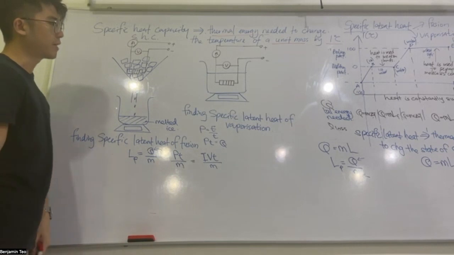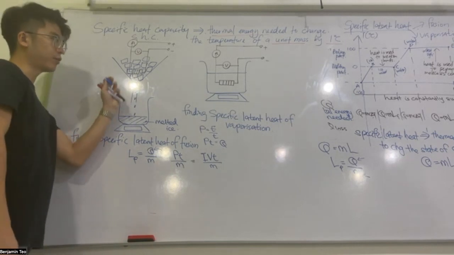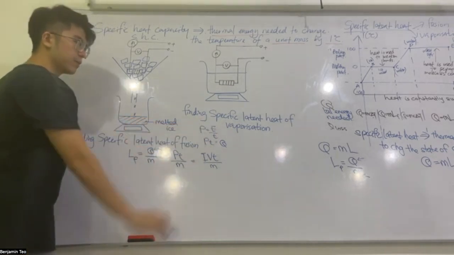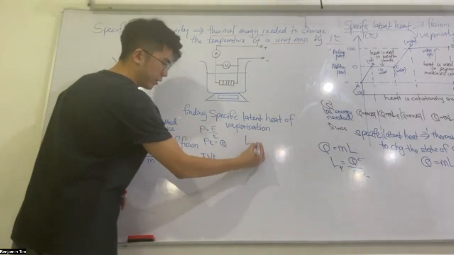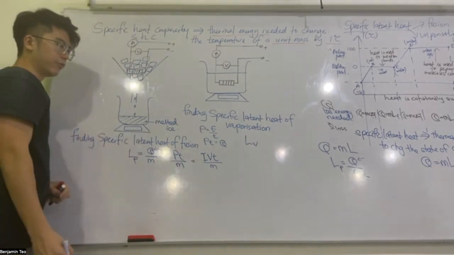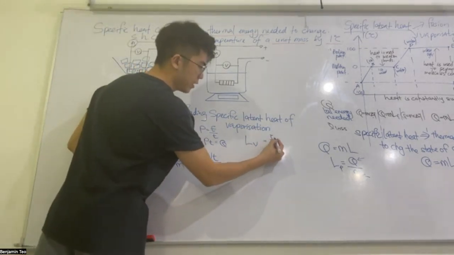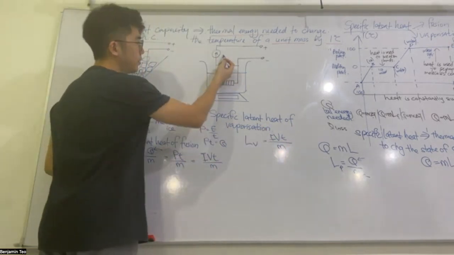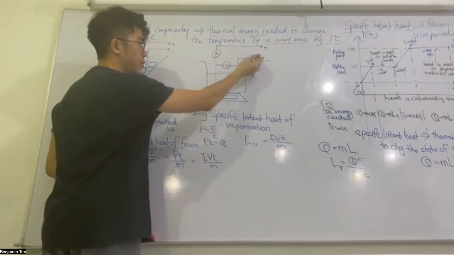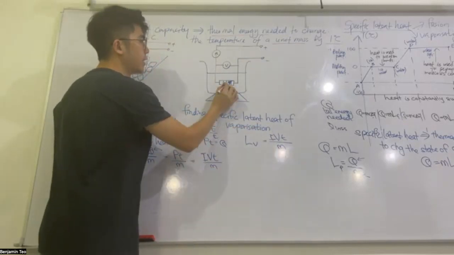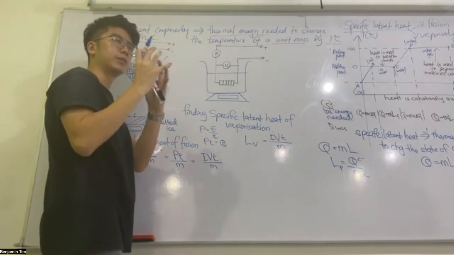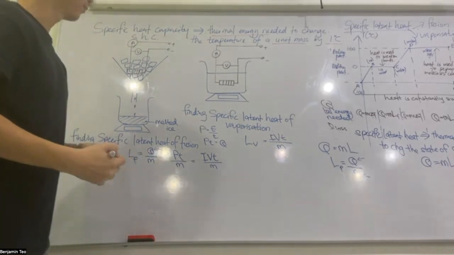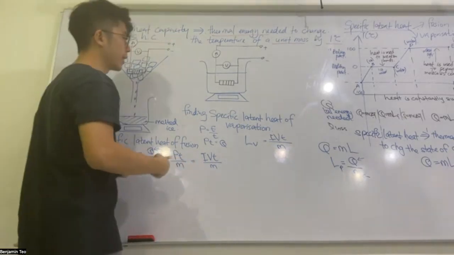What about vaporization? Instead of melting, this is boiling. So the equation still applies. L_V, the latent heat of vaporization, is IVt over mass. So I, V, and the time you heat it. What about mass? The mass is the amount of mass that has turned into gas. How do you get that?